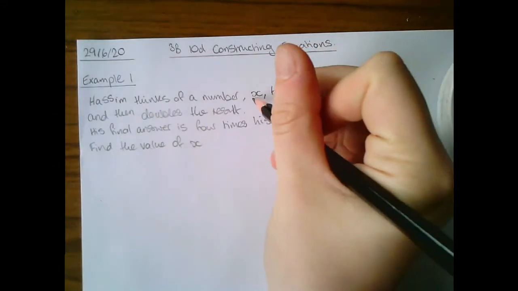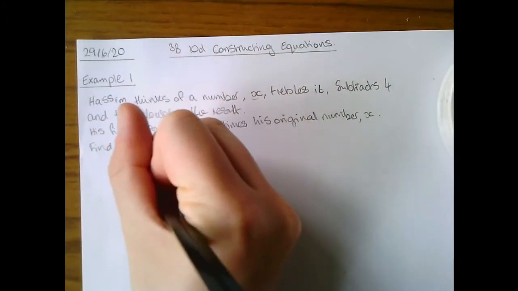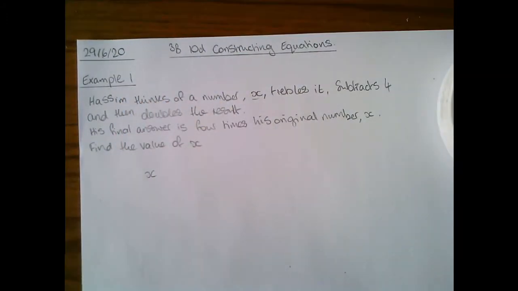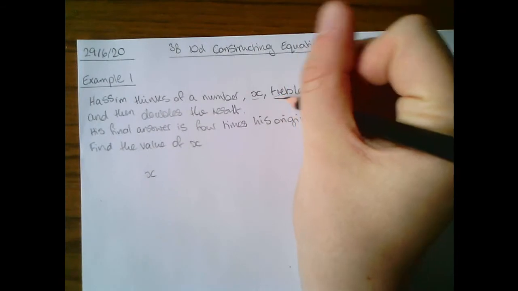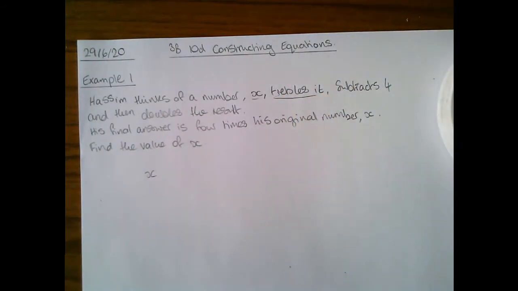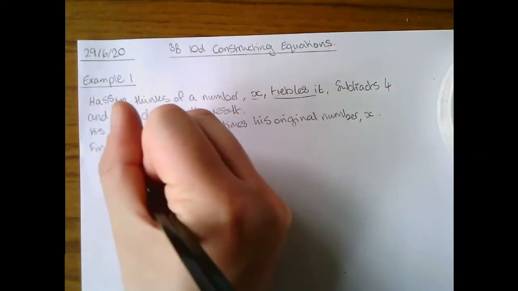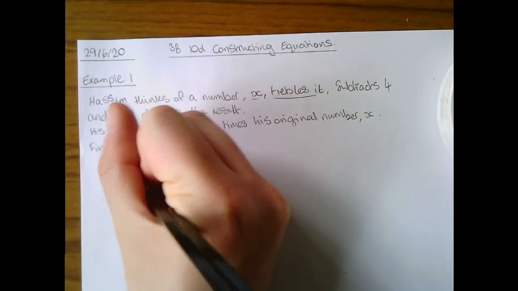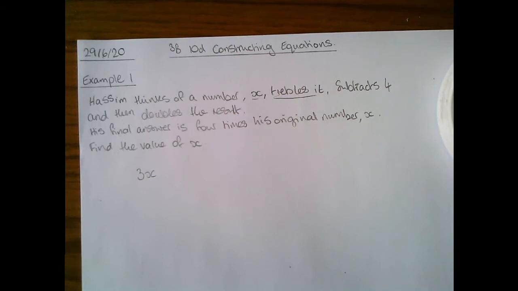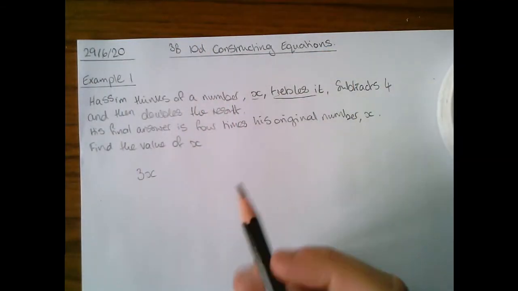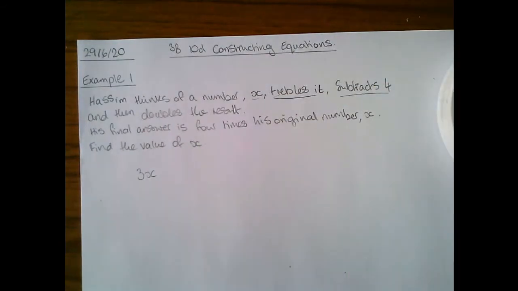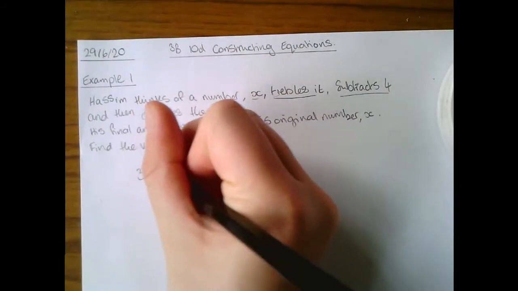I know that my original number is x, so I'm going to write an x down to start off with. To treble something means we're going to triple it, so we're going to times it by 3. So that is now 3 times x, and we usually write that as 3x. And then we're going to subtract 4. So from 3x, we subtract 4.